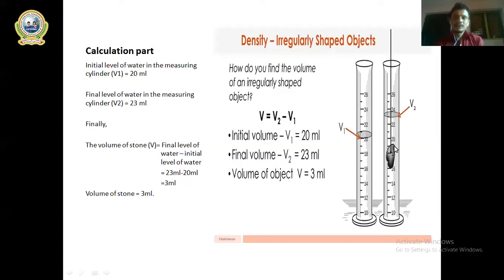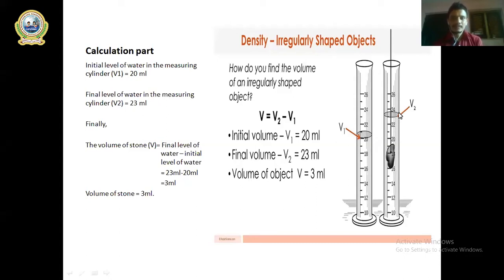See that. When you put a stone in the measuring cylinder, the level of water rises. Earlier the level of water was 20 milliliter, and when you put the stone, the volume of water becomes, let's say, 23 ml. You can see here it is 23 ml.